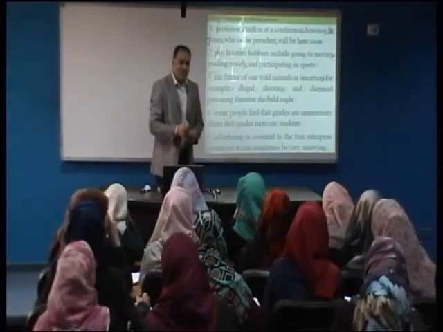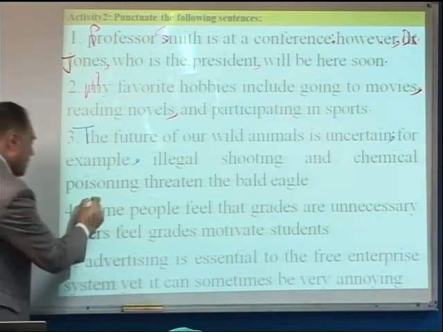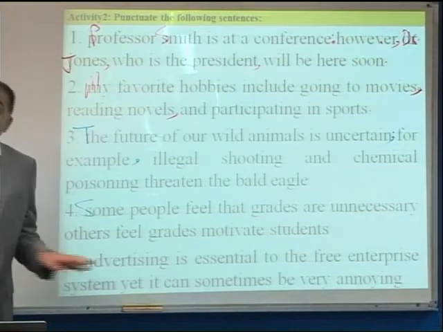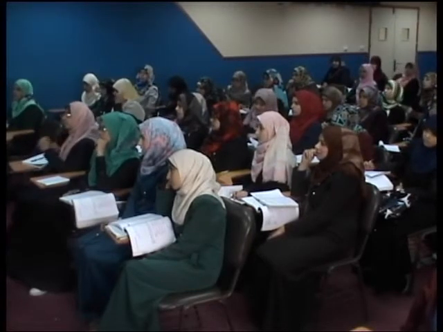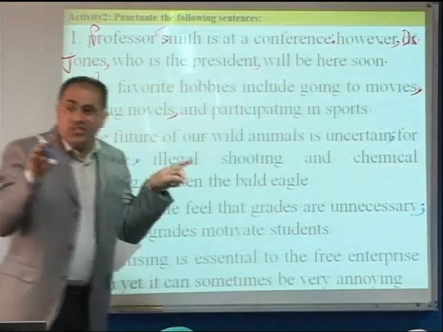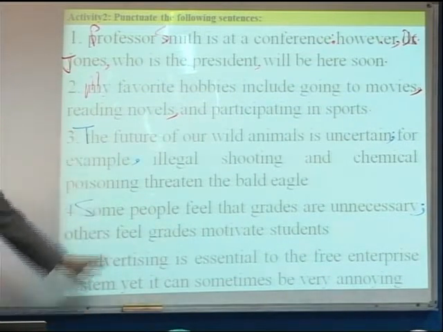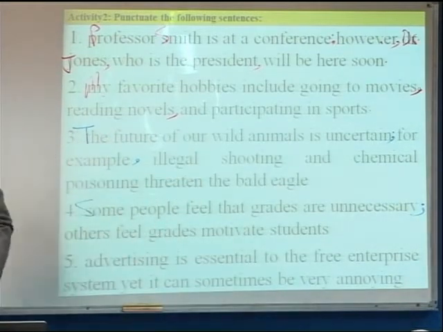Yes, please. Some people feel that grades are unnecessary, others feel grades motivate students. Some, capital letter. Okay, some is capitalized. And then we have a comma. After where? Before others. No, we don't use a comma here. That would be a comma splice. We have a semicolon. A semicolon. Okay, two sentences are closely related in meaning. We use a semicolon between them. So some people feel that grades are necessary, semicolon. Others feel that grades motivate students.